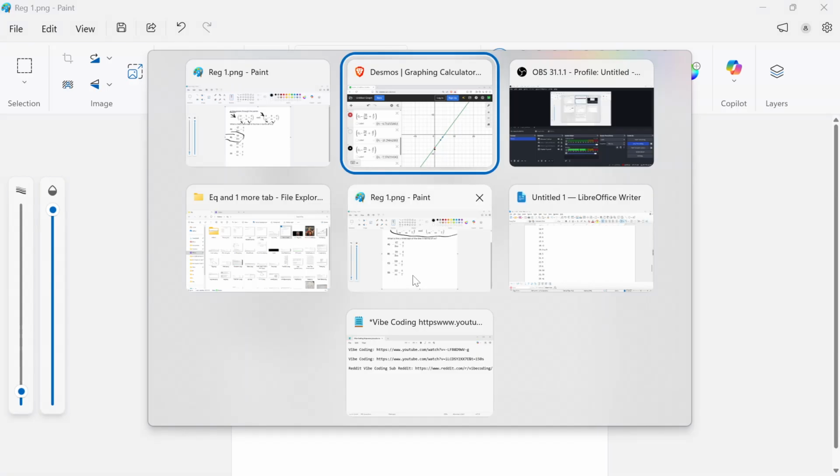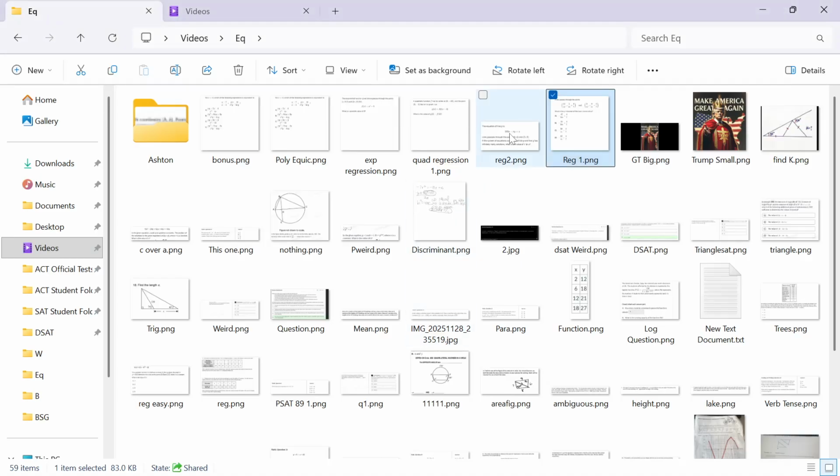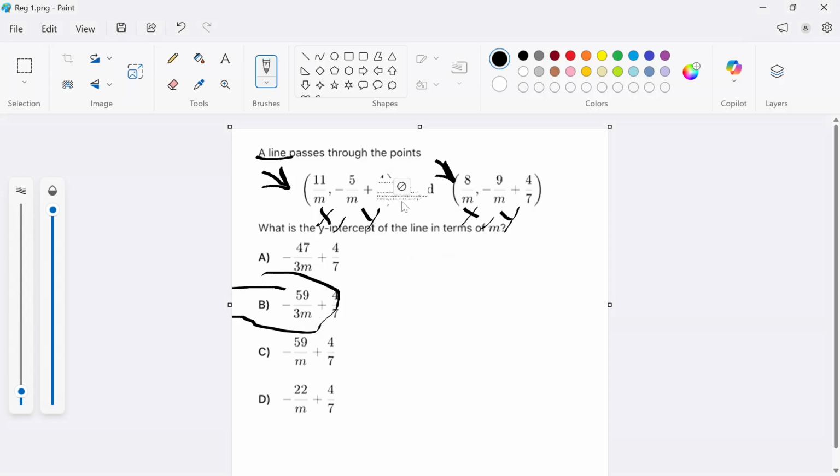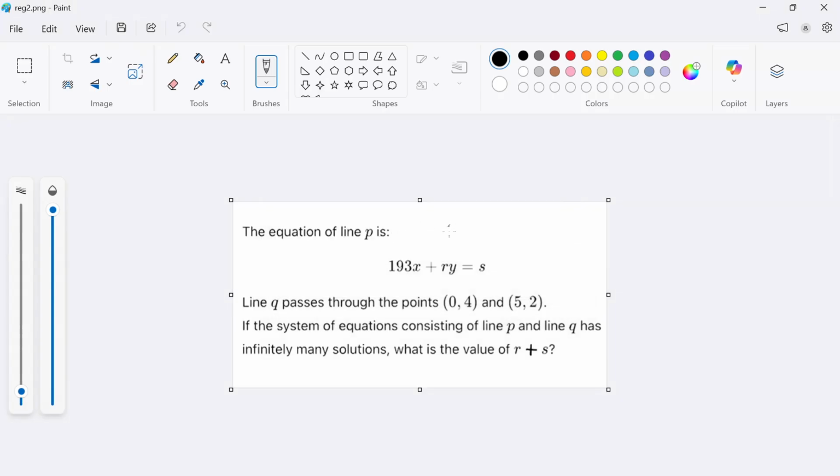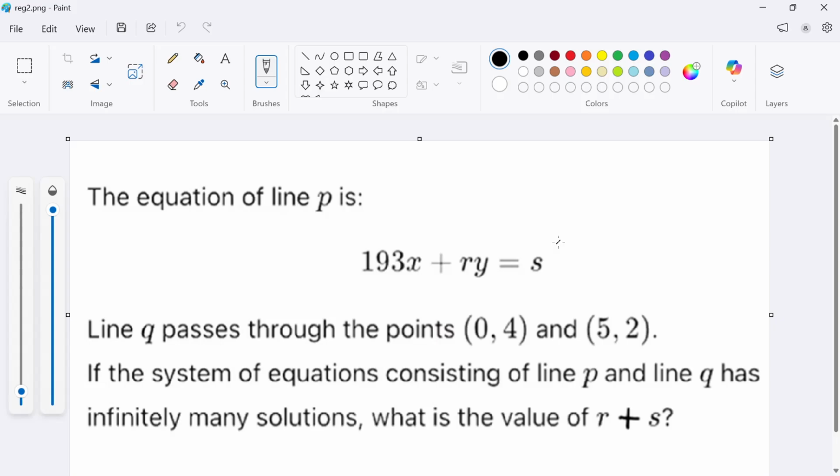Okay, let me do another one. How am I going to do this? Let me go here. I'm going to do this next one, and I'll drag it onto here, and I will not save. All right, now I've got another one. The equation of a line P is 193x plus ry equals s.